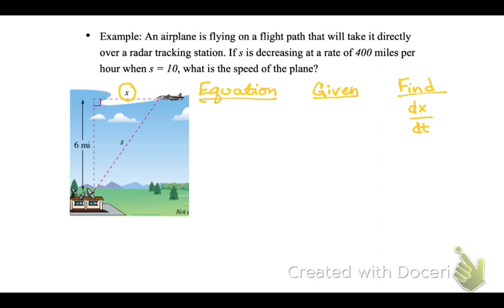So what do we know? When S is 10. Okay, we know when S is 10. Now find dx/dt when S equals 10. Okay, so now it's going to be on the given. S is decreasing at a rate of 400 miles per hour when S is 10. It doesn't say find the speed when S is 10.